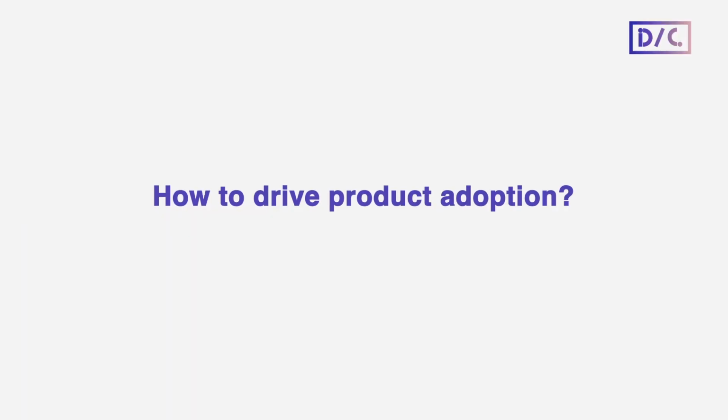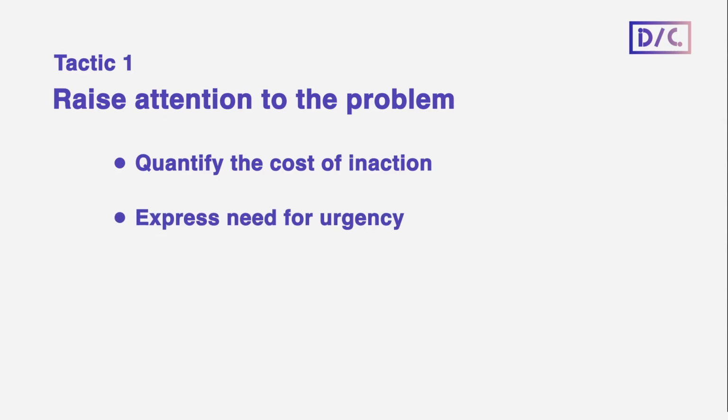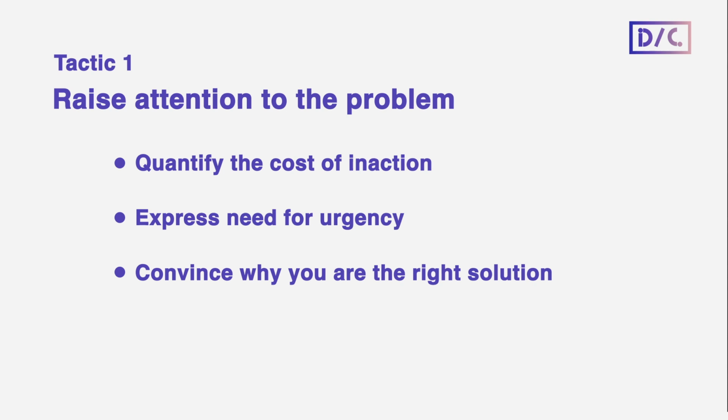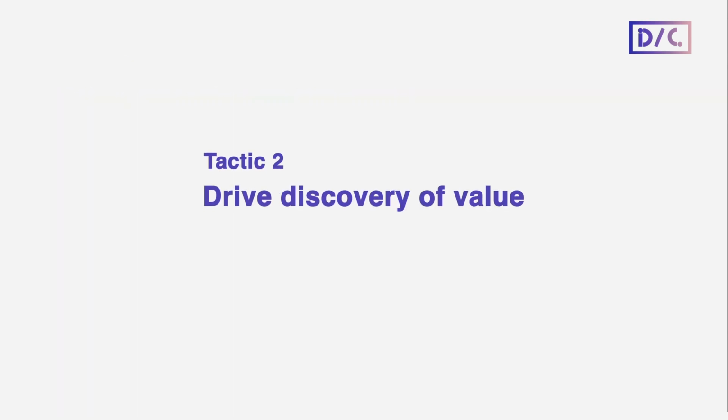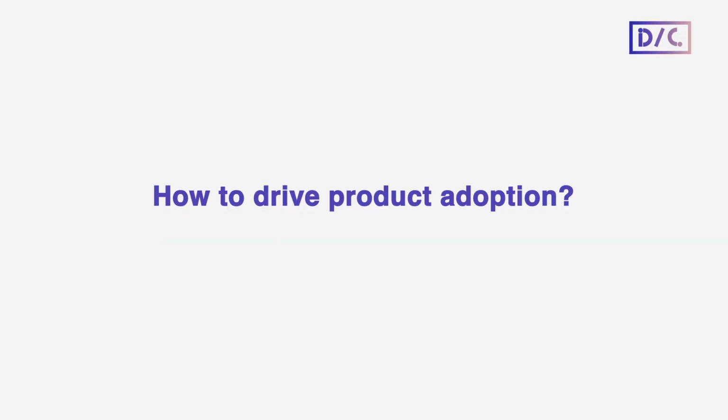By the end of this video, you'll learn how to drive adoption by following these 3 tactics. We'll walk through tactic 1, raising attention to the problem, helping them quantify the cost of an action, understanding why this is an urgent need that needs to be solved right away, and of course, in doing so, convincing folks why this is the right solution to use. And tactic 2, which is driving the discovery of value as quickly as possible, and then the last tactic 3 being offering choices to reduce resistance. With that in mind, let's move into the next tactic today.